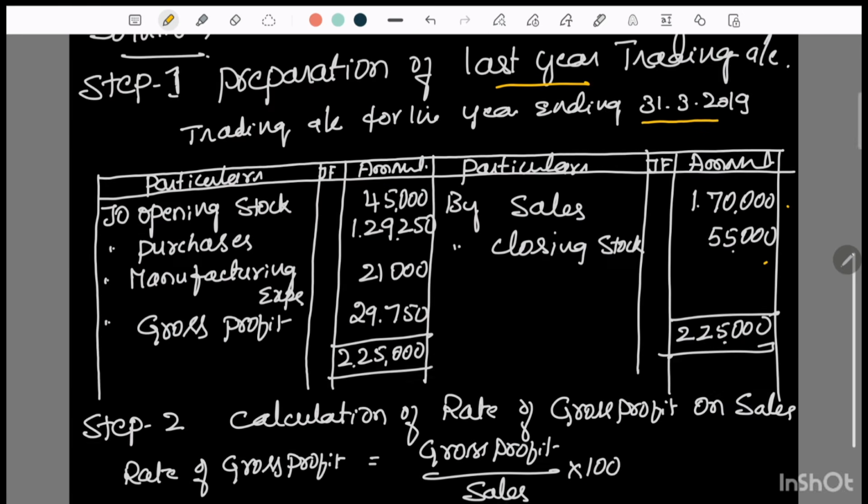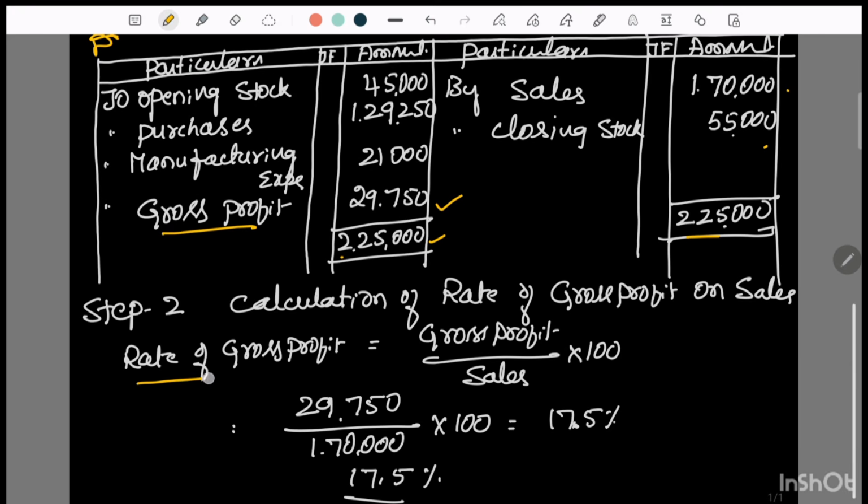Based on that, we make the total of the credit side, and we get a total of 2,25,000. The same amount is written on the debit side, 2,25,000, so we get a difference of 29,750. That's the gross profit. We are preparing the previous year trading account to find the gross profit, and that is required to find the rate of gross profit on sales.